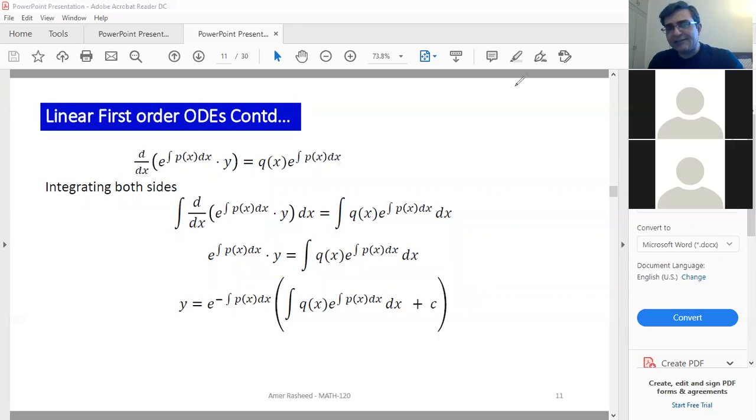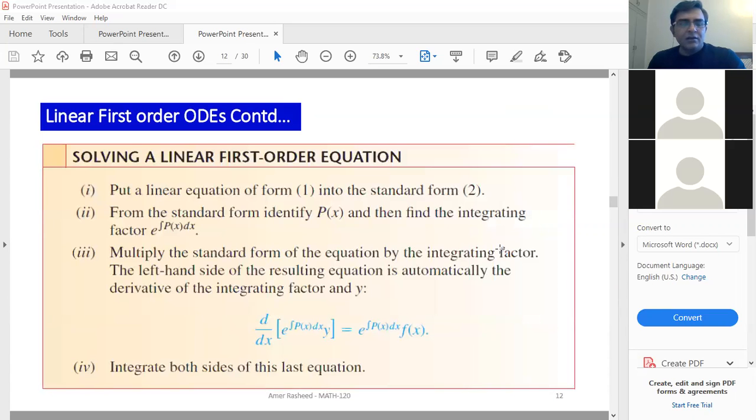Now let's discuss this thing with the help of example. If you have any question, you can ask. What is the procedure? I have written here the procedure of solving linear first order ODEs. What steps we follow here is put a linear equation in the standard form if it is not already in standard form. Okay, this is the first step.